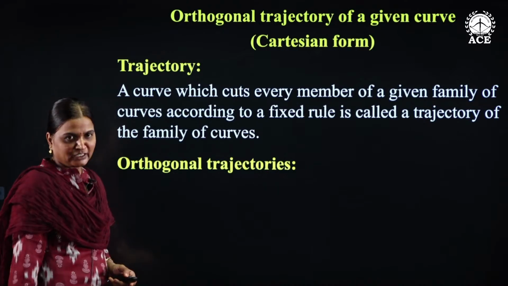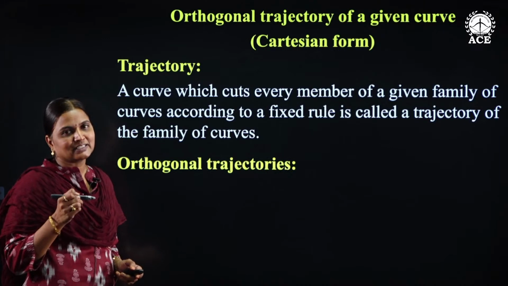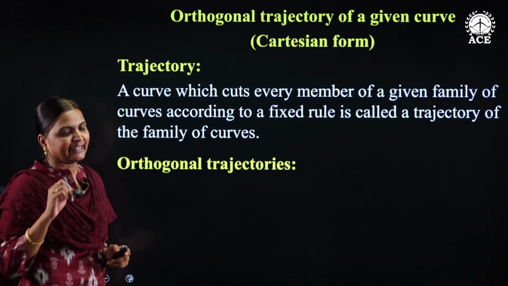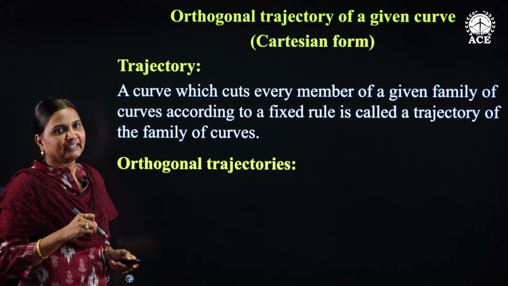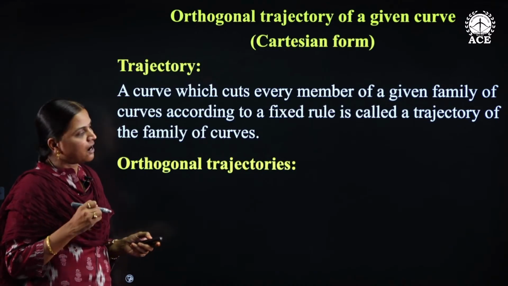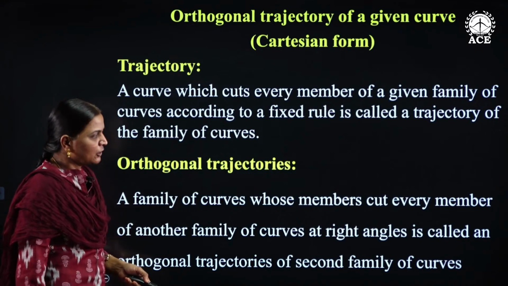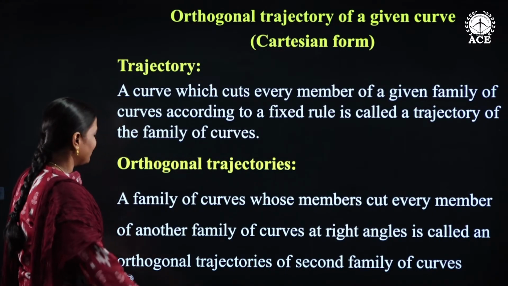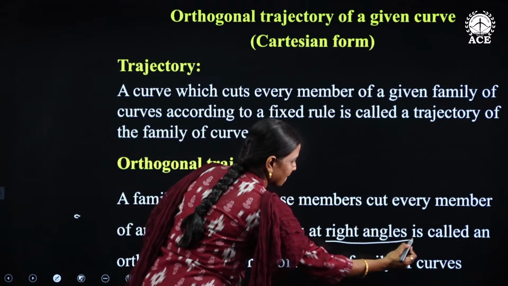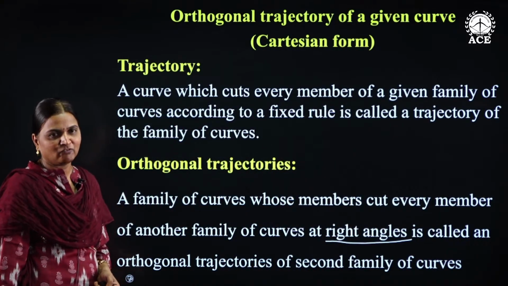What is the orthogonal trajectory? If every member of a given family of curves cuts another family of curves at right angle, here right angle is important, then that family of curves is called the orthogonal trajectories of the given family of curves. A family of curves whose members cut every member of another family of curves at right angle is called an orthogonal trajectory of the second family of curves.